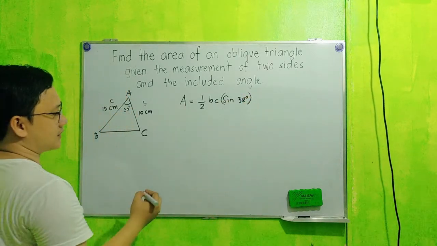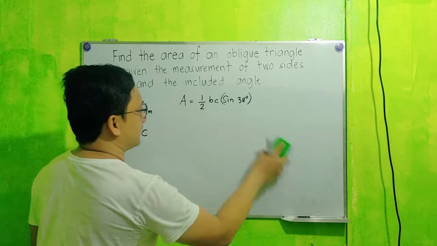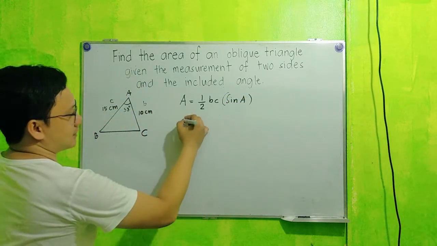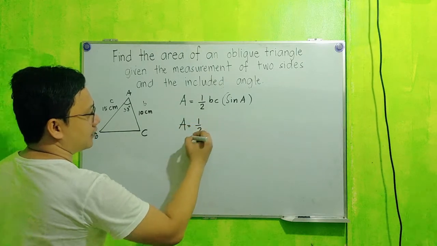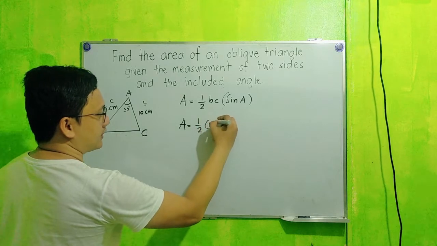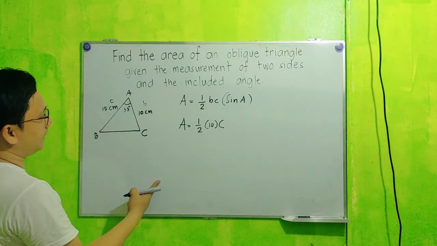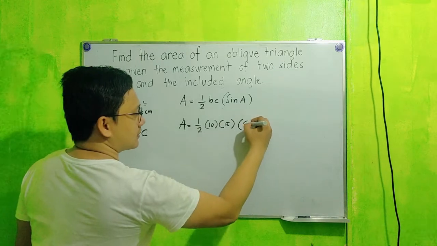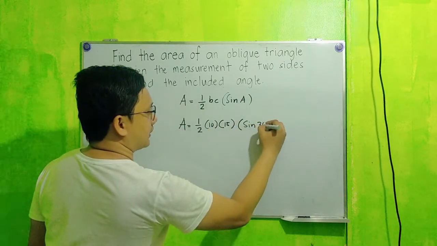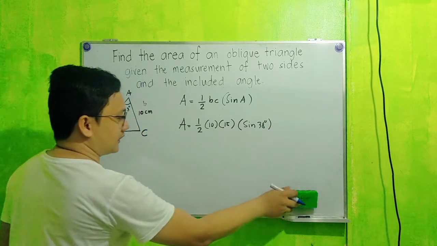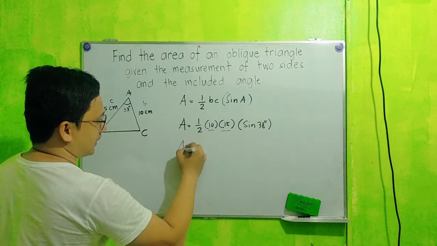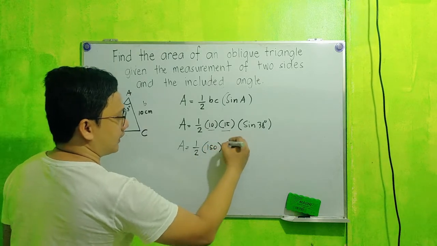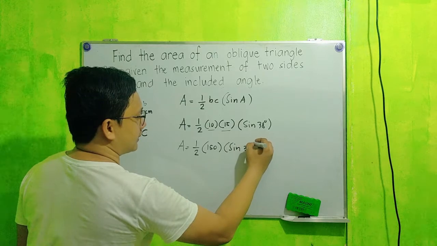Okay? Next, substituting the values, so A is equal to 1/2 of, ang B natin is 10, so 10 centimeters times, and ang C natin is 15 centimeters, and sine ang angle A natin, that is 38 degrees. Okay? And then solve natin yan. Unahin muna natin ito. So this is A is equal to 1/2, 10 times 15, that is 150, and then times sine 38 degrees.